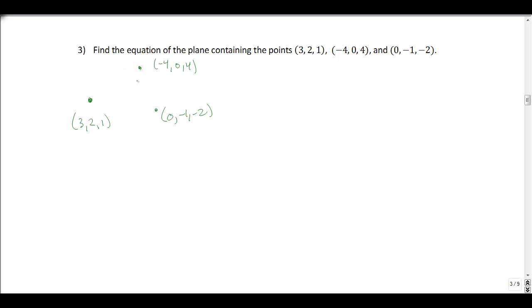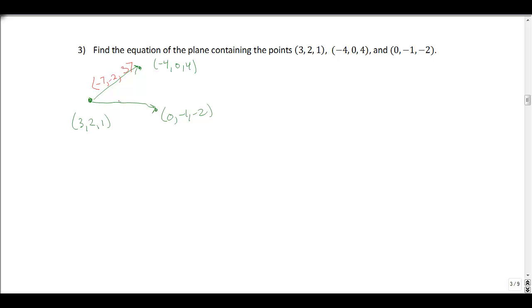I'm going to try and find a normal vector to the plane. To do that, I need 2 vectors in the plane. And so I'm going to do at least 2 subtractions here of points. So this vector here, let me write that in red, it's going to be -4 minus 3, that's -7. 0 minus 2, that's -2. 4 minus 1, 3. So the vector from (3, 2, 1) to (-4, 0, 4) is (-7, -2, 3). That's one vector that's sort of in the plane we want.